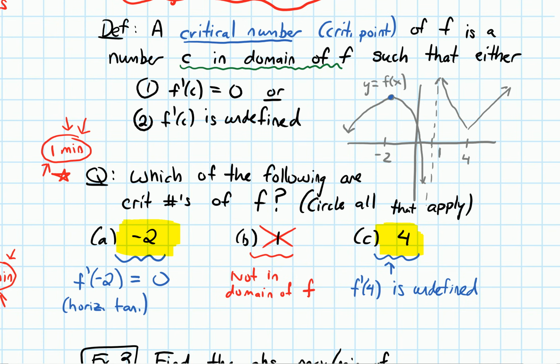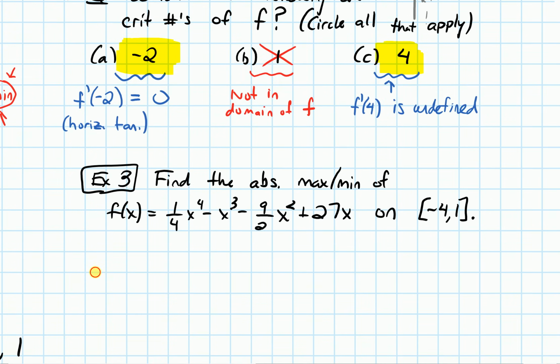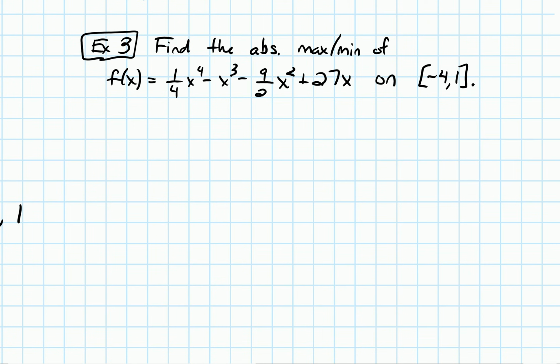Alrighty. So now let's do an example where we actually find the absolute max and absolute min of a function. It turns out, to find them, we need this framework of a critical number, and that's why I began by defining it. All right, so we have this function. On the interval from -4 to 1, we want to find the absolute max and min. Okay, so here is the method.